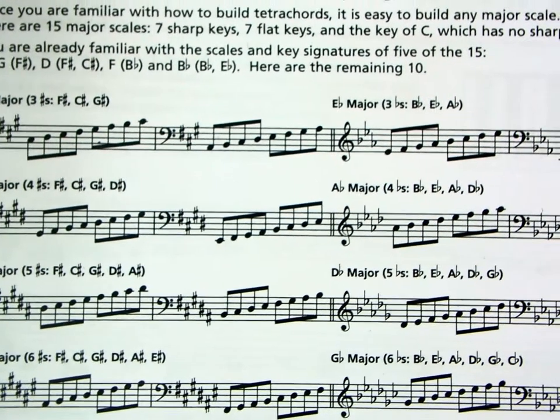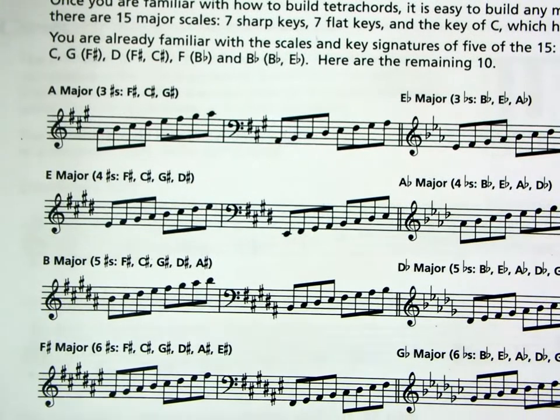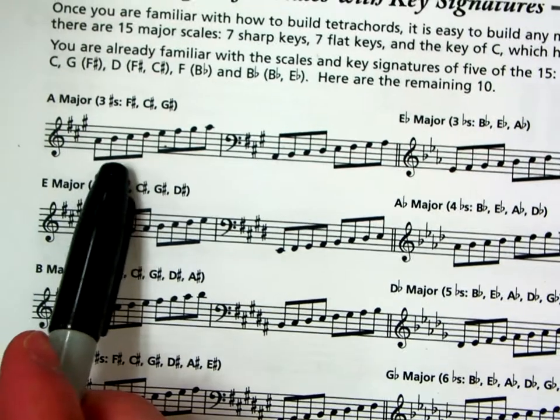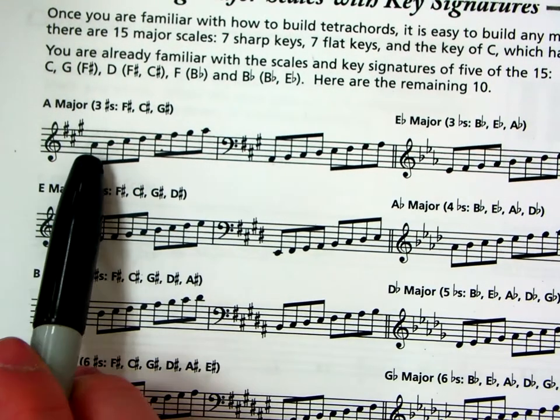Now, if you know how to build tetrachords, which is what the last unit was all about, then you should be able to build any of these scales. Because remember, all you have to do is start on whatever note is given, and then build your tetrachord. Right? So if we're in the key of A major, for example, I'll do one of these with you. We start on the note A, right?